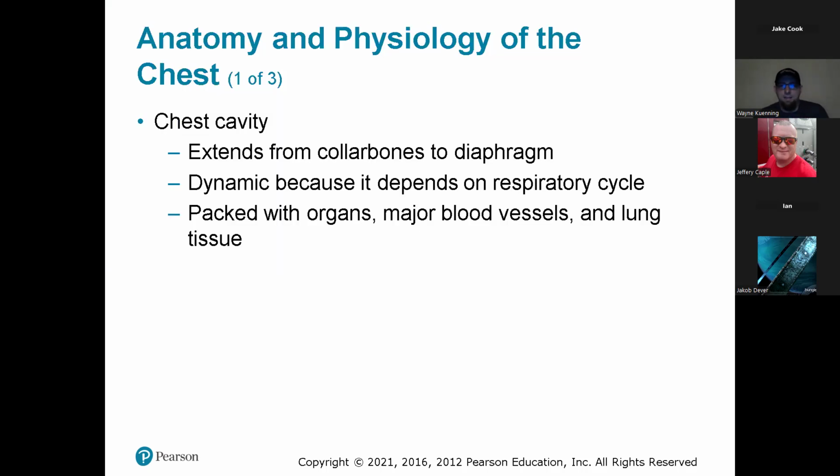The chest cavity extends from the collarbones to the diaphragm. Everything above the diaphragm is considered the thoracic cavity, and everything below, between the diaphragm and the pelvis, is considered the abdominal cavity.